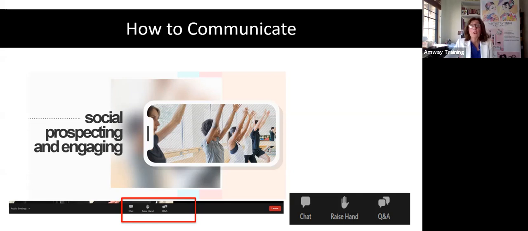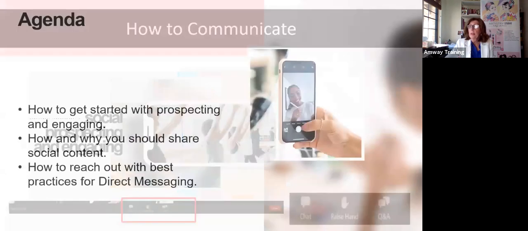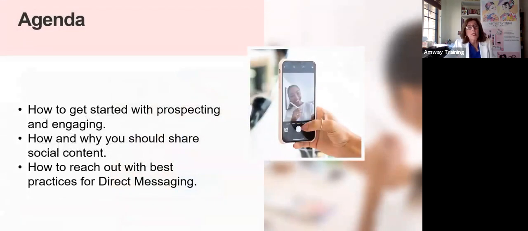So let's go through our agenda and what we're going to be covering today. Today's webinar will be fairly short because we're finishing off the modules that make up the social selling course. So this is the last little snippet. Today we're going to cover how to get started with prospecting and engaging, how and why you should share social content, and how to reach out with the best practices for direct messaging. And we've got some great little video content in there for you as well to engage with and have a look at.